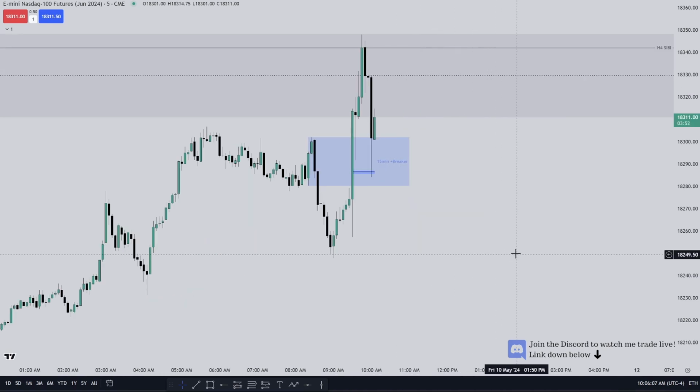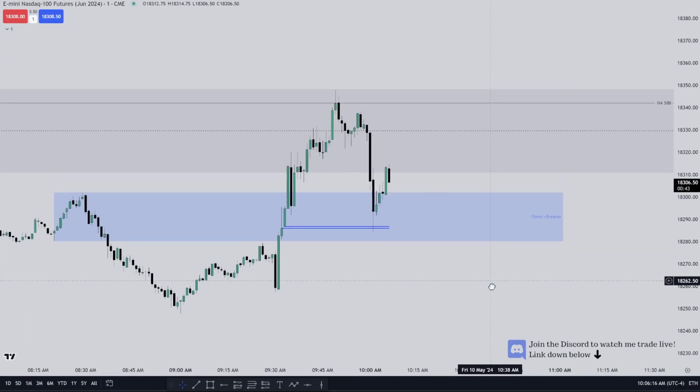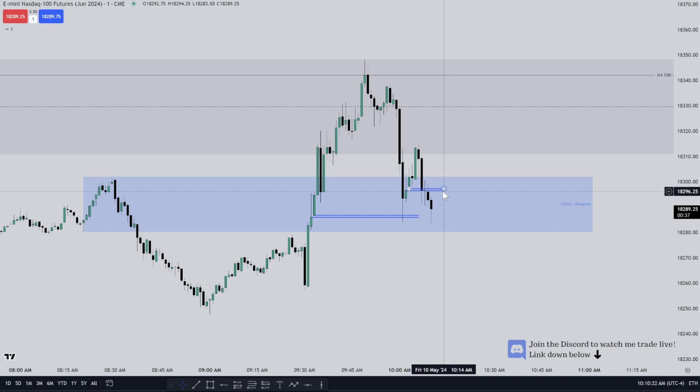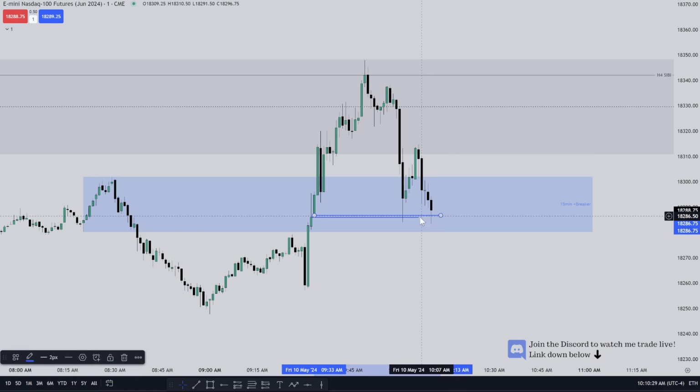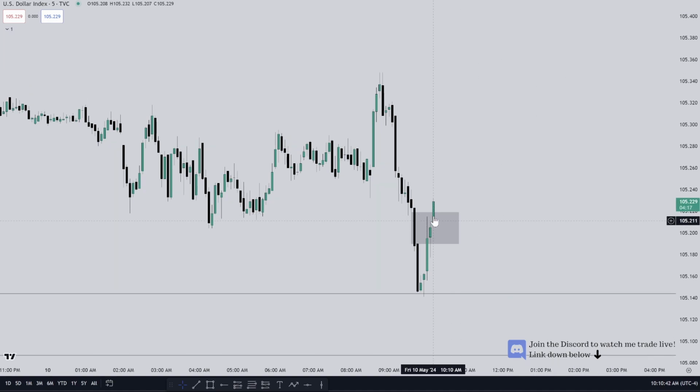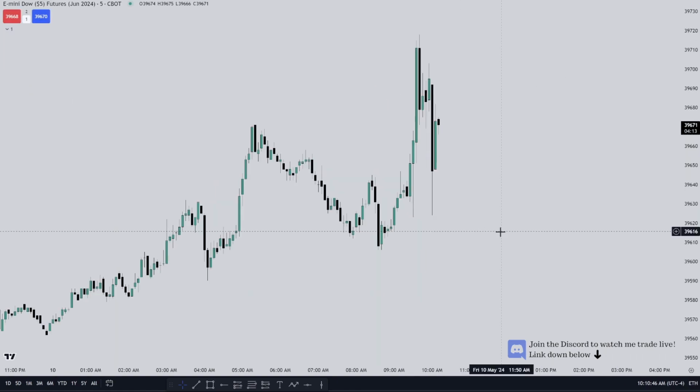5-minute chart, Nasdaq. Look at the bodies, respecting the high of this breaker. Looking for a displacement and a fair value gap on the 1-minute. Looking at the dollar, showing some strength as of now. I wanted to see how we trade in this fair value gap. We're above it now. So this could cause lower prices for Nasdaq.